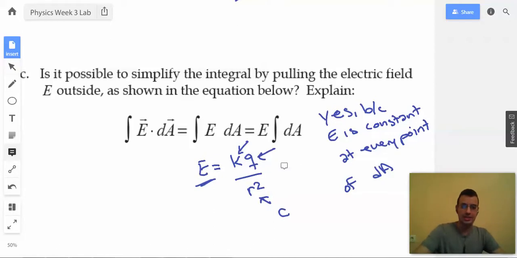So I guess technically you'd have to do this step before you jump to that step, because this E is a vector and this E is a scalar, and the vector E is probably changing along the surface area because it's changing direction, magnitude and direction.